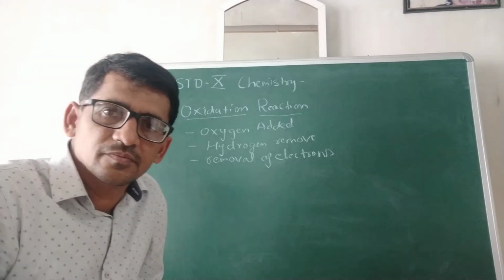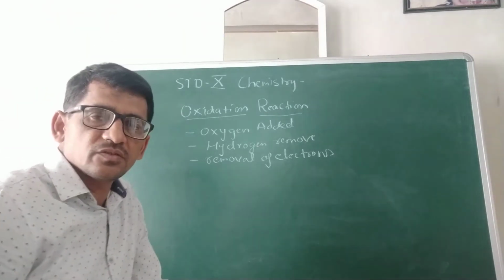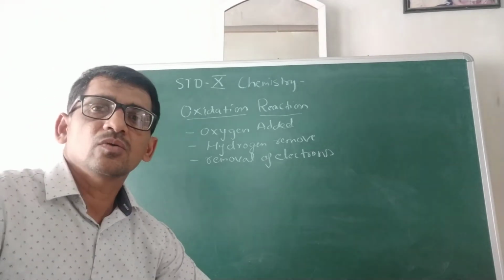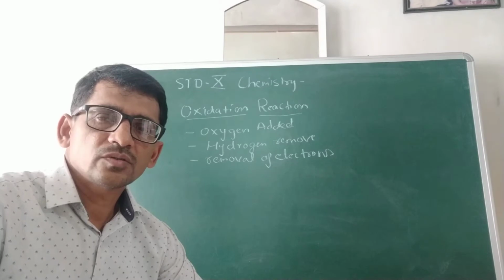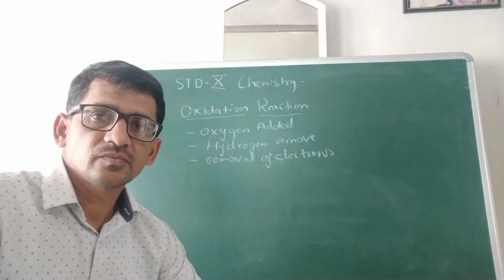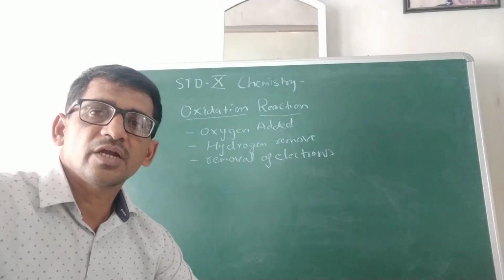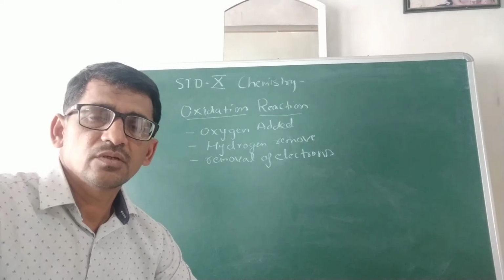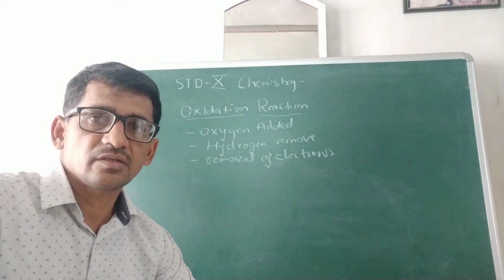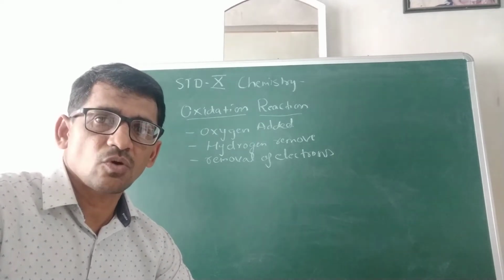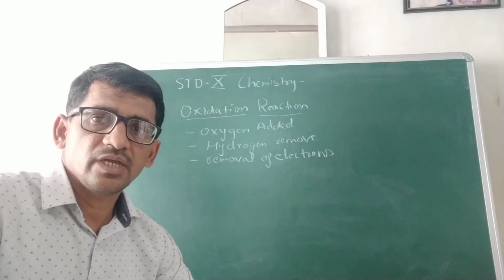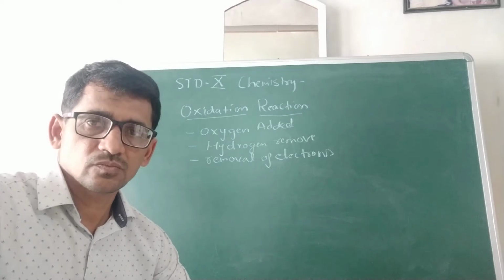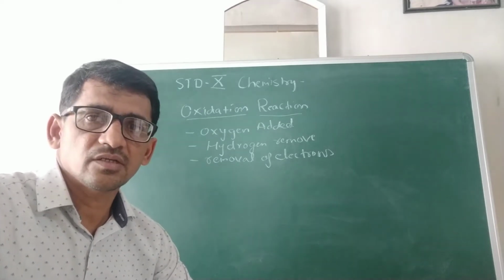Hello students, today in chemistry we will discuss oxidation reaction and redox reaction. Oxidation and reduction reactions combined are known as redox reaction. So this is a simultaneous reaction. If a particular reactant is oxidized, then in that reaction one of the reactants will be reduced. A simultaneous reaction will take place.